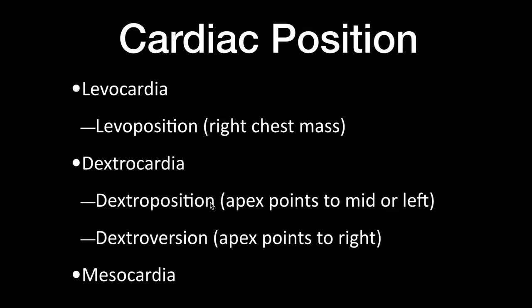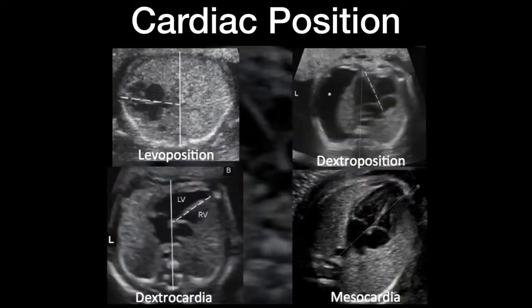Dextroposition, meaning that the heart is pushed to the right chest and the apex still points to the left side. Dextroversion is kind of like a situs inversus type, where the heart is in the right chest and the apex is pointing to the right side. Mesocardia is when the heart is in the central portion of the chest. So let's look at some examples.